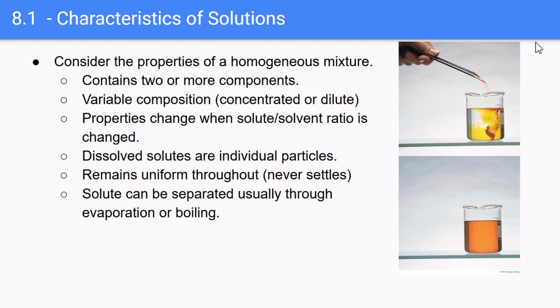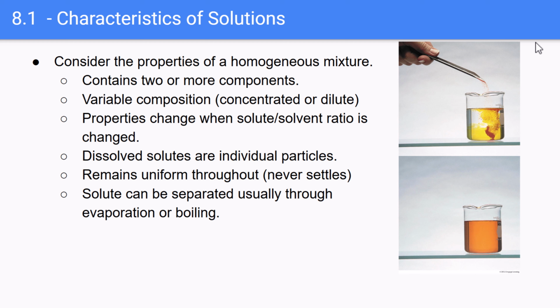They're of variable composition. What that means is that I can add a lot of solute or very little solute, so the composition is going to vary depending upon how much solute I end up adding. If we add a lot of solute, we would refer to that as a concentrated solution, whereas if I add very little solute, I would call that a dilute solution. Properties change when the solute-solvent ratio is changed.